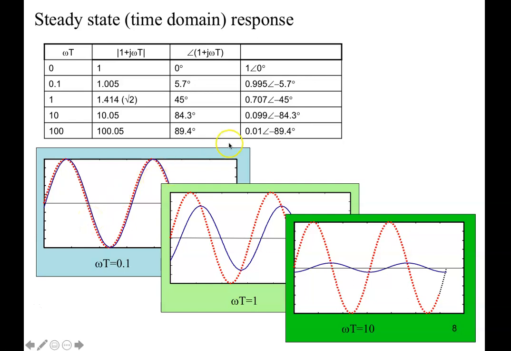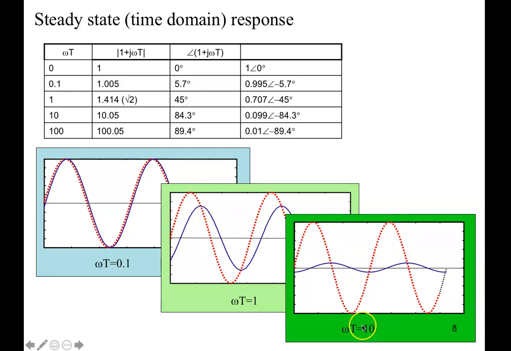When I change the frequency to 1 radian per second, the AC gain is 0.707 with a phase angle of minus 45 degrees. Now you can see the input is here, and the output is 45 degrees behind. The peak value is 70% of the input, so the peak value is reduced by 30%.